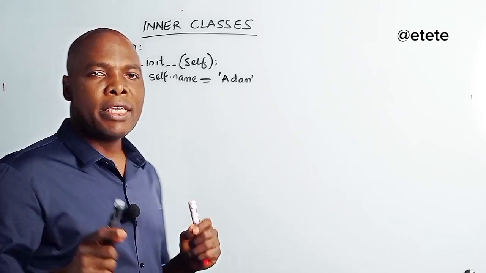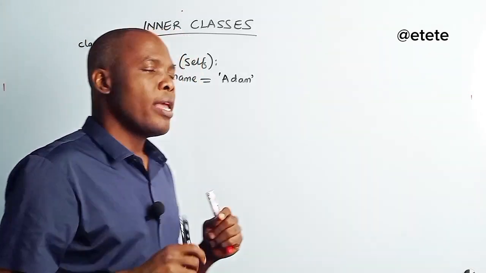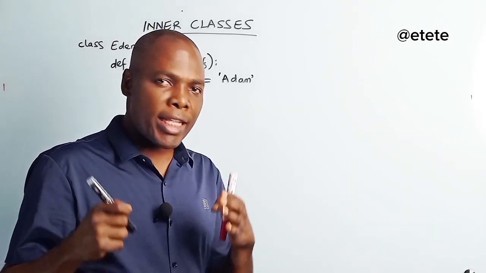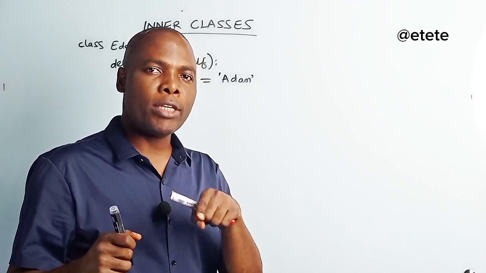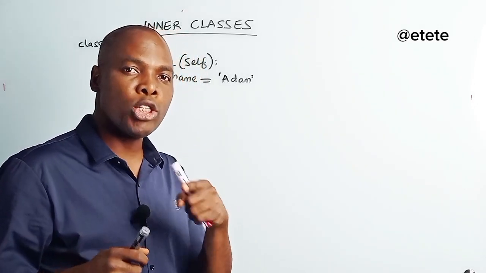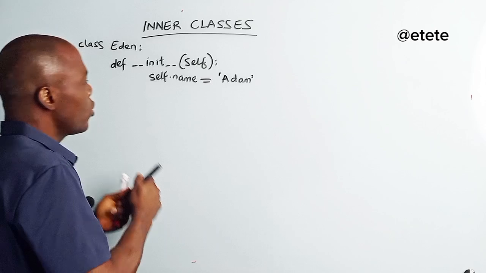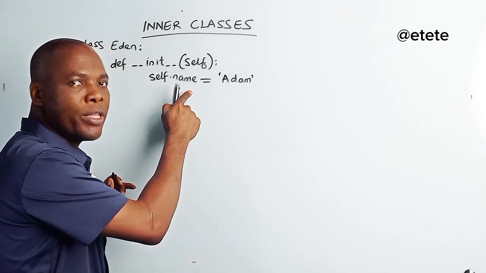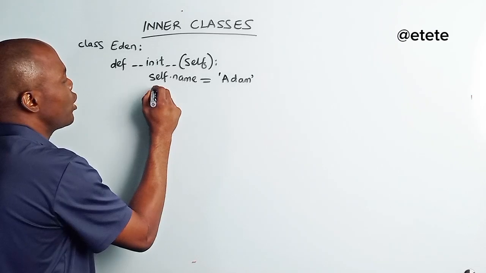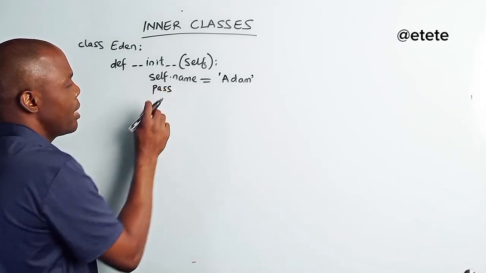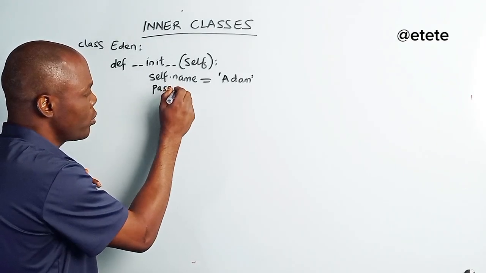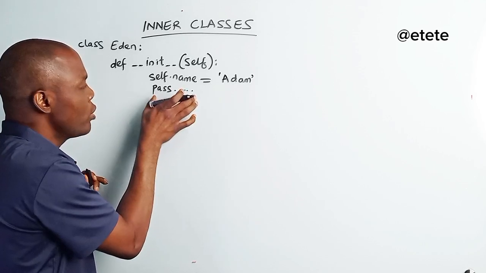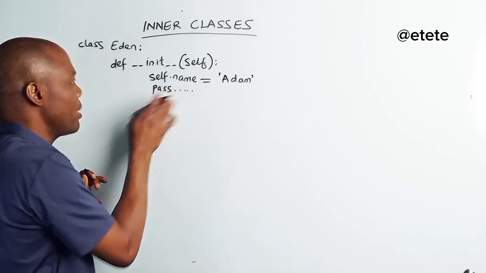Now, in creating an inner class, when you instantiate an inner class, that object of the inner class can become an attribute of the outer class. So in this place, I'm going to write a code, but what I will use here for now is a pass statement. So for now, let me just put pass in this place.